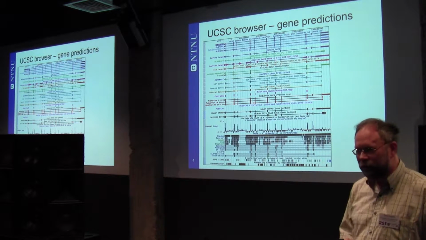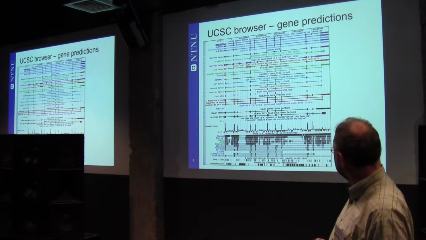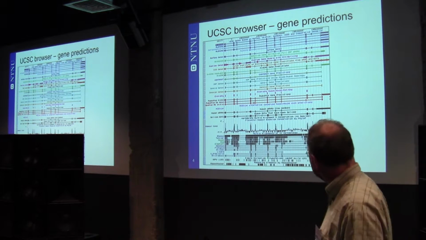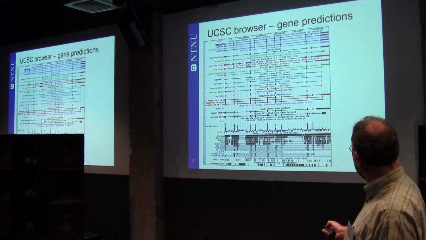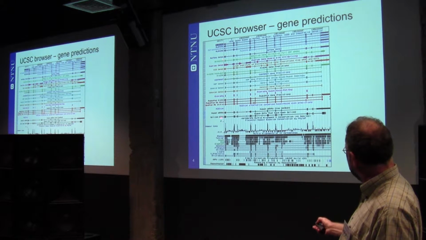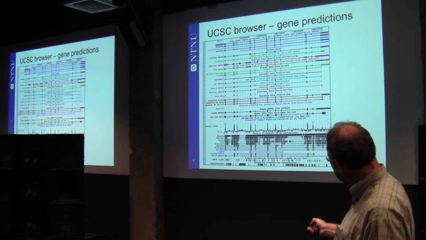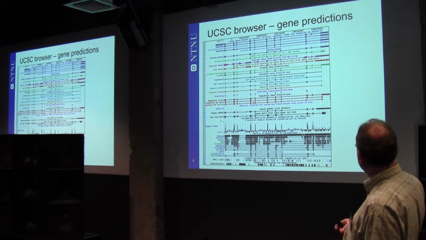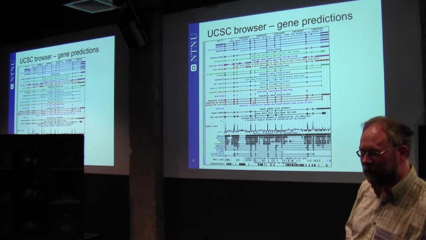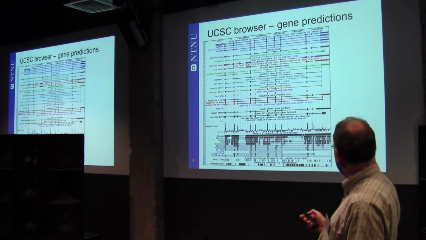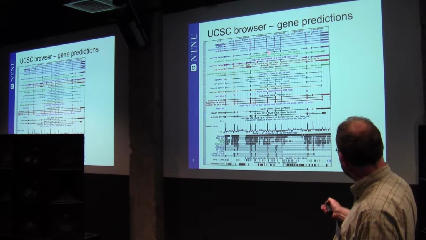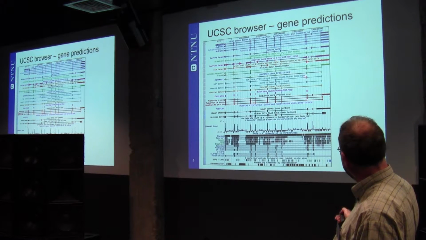And then you visualize it. So this is maybe not a typical example, but this is an example from the UCSC genome browser. We have indicated, in this case, most of the gene predictions that are available in the UCSC dataset. And you see that they basically tell the same story, but there are some differences.